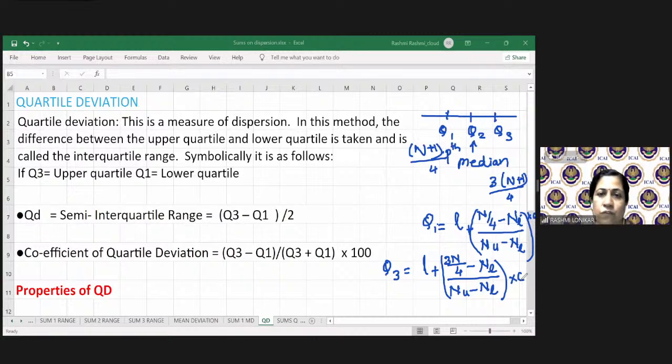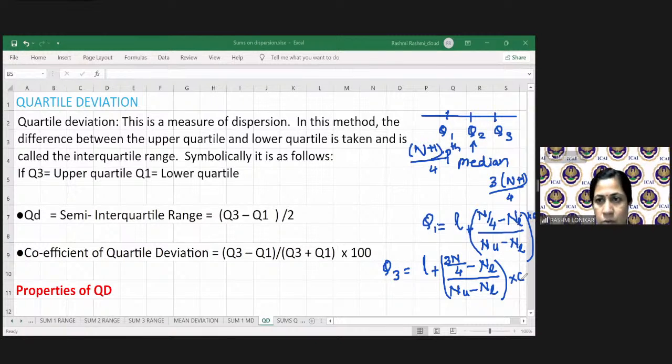So once you have found these quartiles, maybe for the ungrouped data, maybe for the given distribution, what you must remember is, from this I have to find the quartile deviation. I have to find Q1, I have to find Q3, and then I find the quartile deviation. So quartile deviation is a measure of dispersion. In this method, we are finding the difference between the upper quartile and the lower quartile.